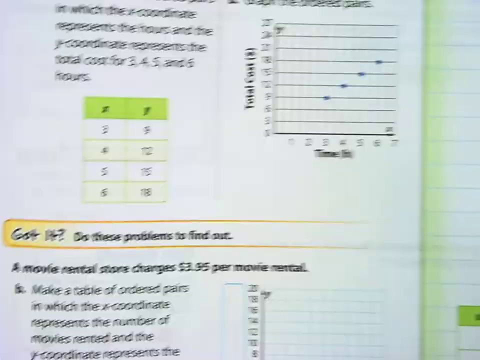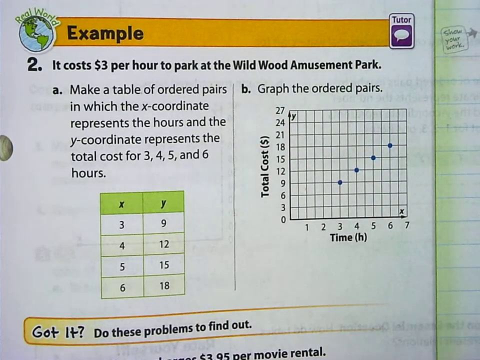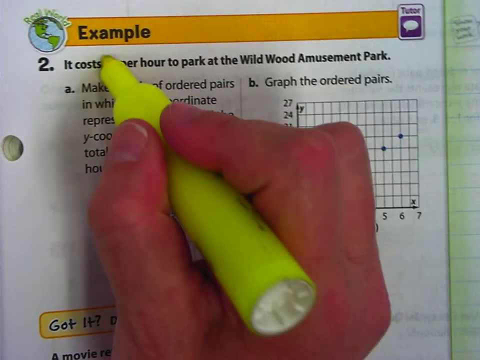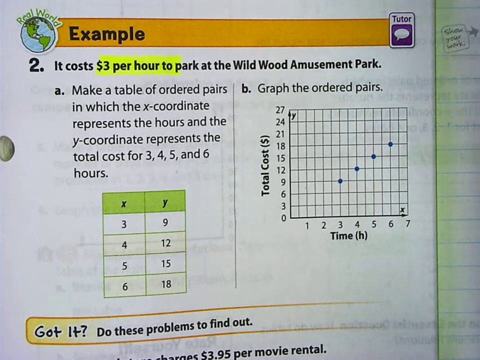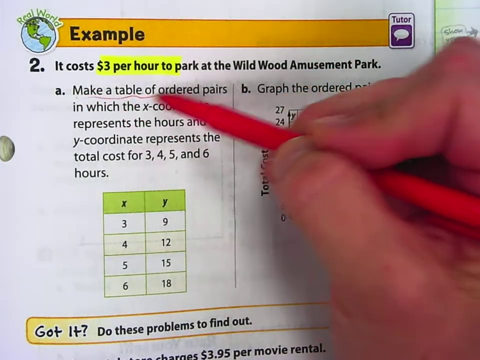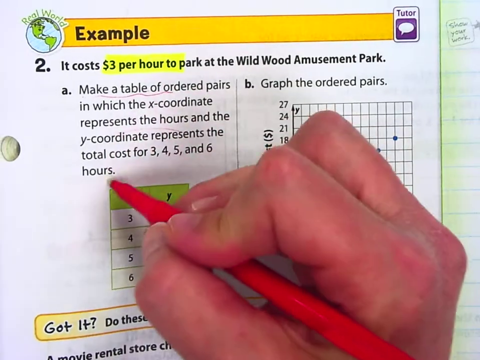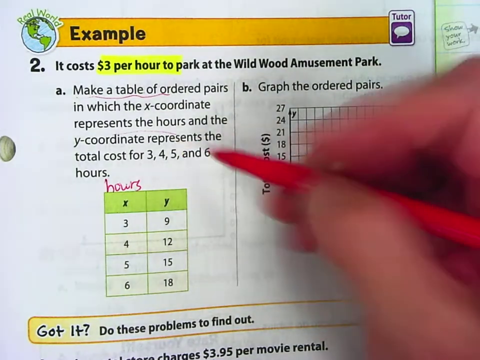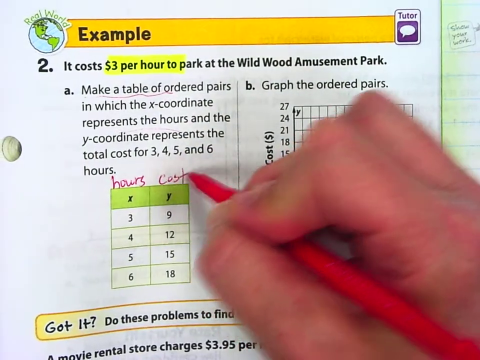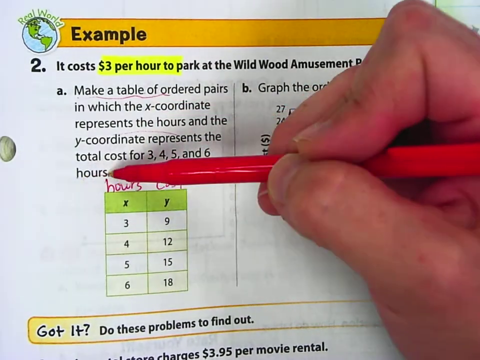Okay, take a look at number 2. Now, number 2 says it costs $3 per hour to park at the Wildwood Amusement Park. So the first thing you want to do is make a table of ordered pairs in which the x-coordinate represents the hours, how many hours you're at the park, and the y-coordinate represents the total cost. And then it tells you which numbers you're going to use for the hours.